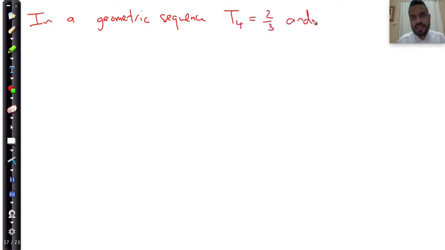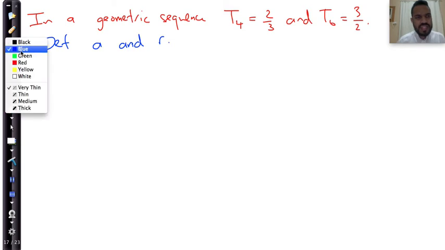Actually, going to give you a full question. The question will read: in a geometric sequence, T4 is equal to 2 over 3 and T6 is equal to 3 over 2. First question over there is determine A and R. In other words, determine the first term and the constant ratio. And the second question will be determine the second term.